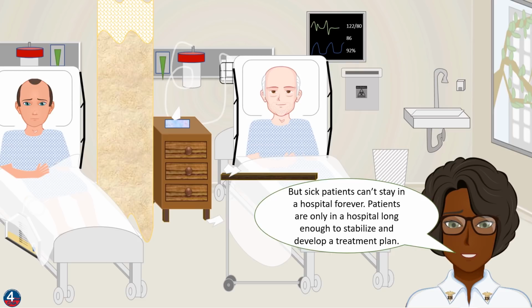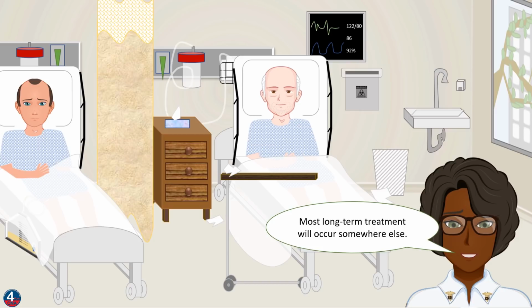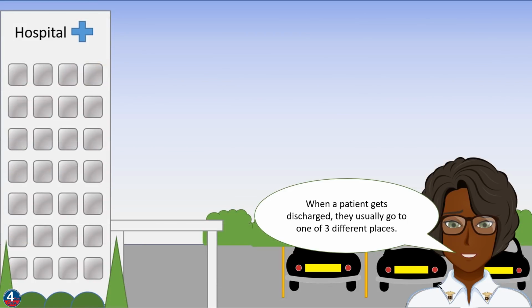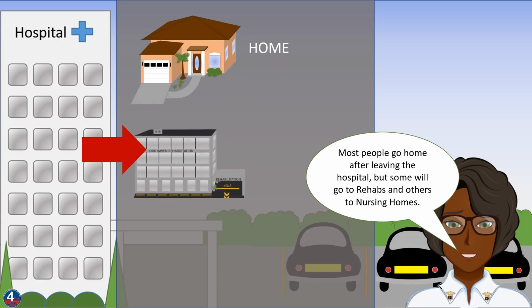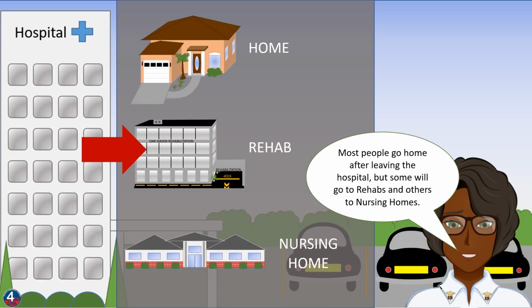But sick patients can't stay in a hospital forever. Patients are only in a hospital long enough to stabilize and develop a treatment plan. Most long-term treatment will occur somewhere else. When a patient gets discharged, they usually go to one of 3 different places. Most people go home after leaving the hospital, but some will go to rehabs and others to nursing homes.